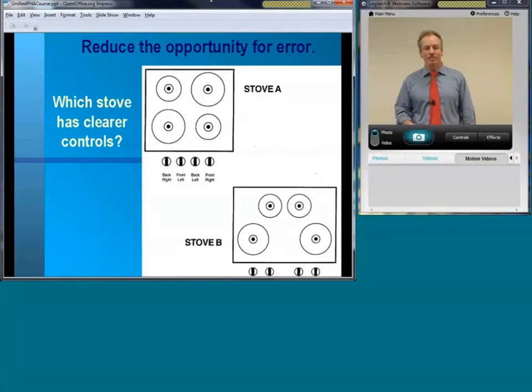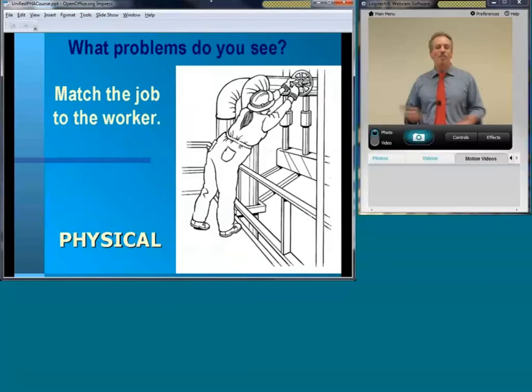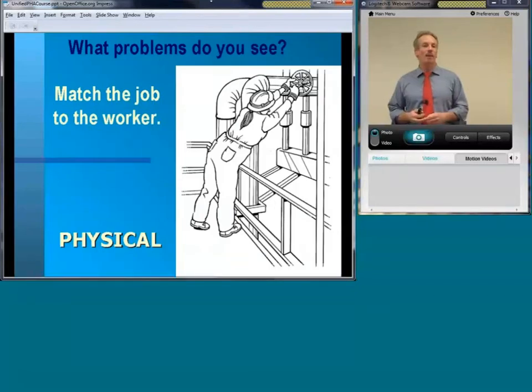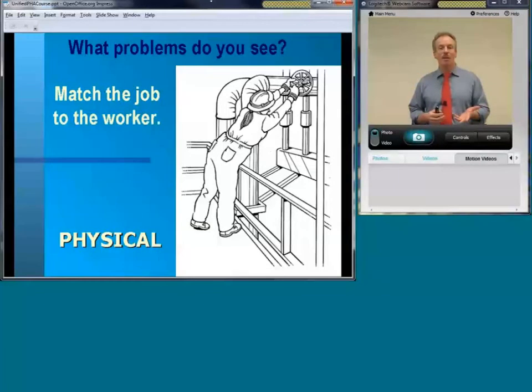Other problems, matching the job to the worker. If you've got valves that are up in a pipe rack, difficult for people to get to during an emergency, that's going to decrease the potential for somebody actually taking corrective actions. These are things that need to be considered during the HAZOP study.